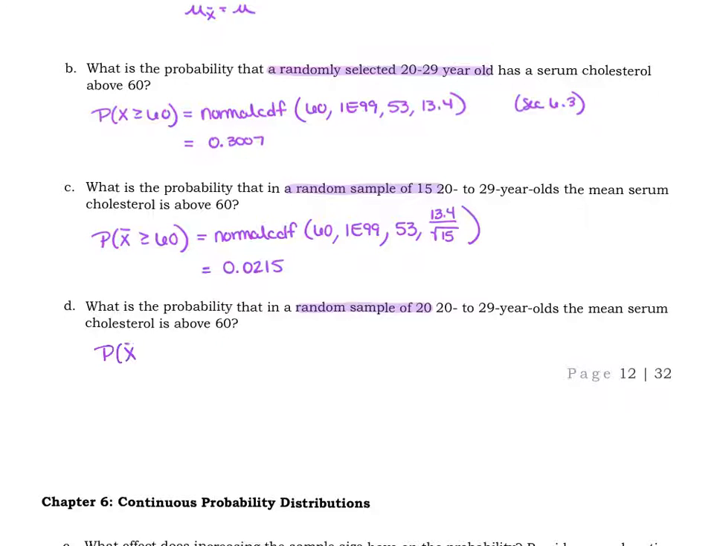So again, same thing we just did. We're looking for the probability that the mean x bar is above 60. We know that our distribution of sample means will be normal with a mean... Lower bound, 60. No upper bound, so 1E99. Mean, that's what I was trying to get to, 53. But now our standard deviation is 13.4 divided by the square root of 20 because our sample size is 20. And this time we will find the probability is 0.0097.